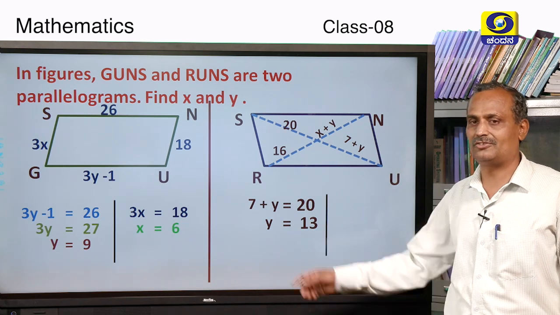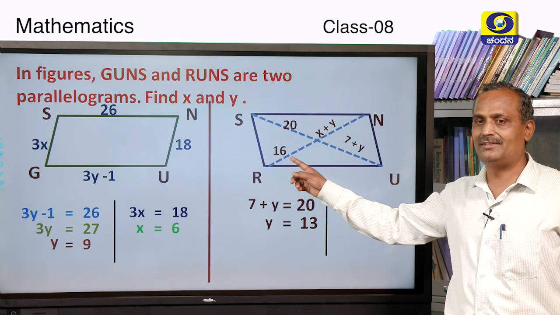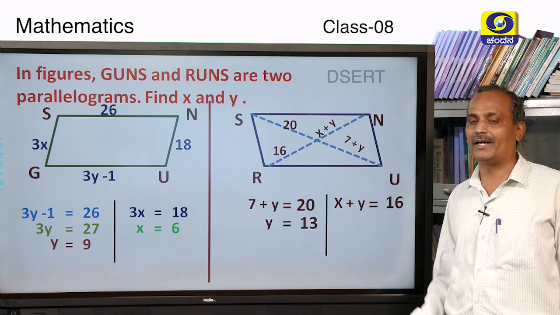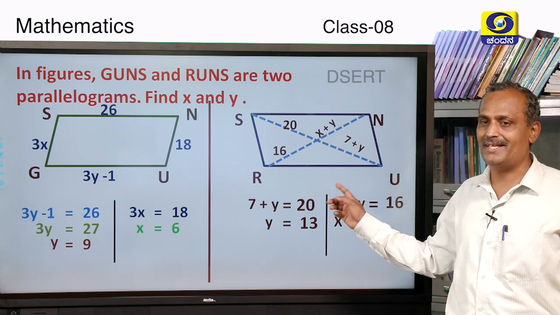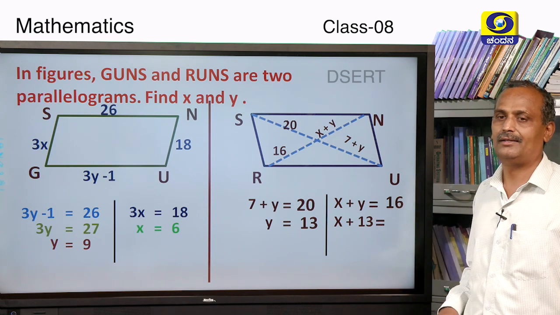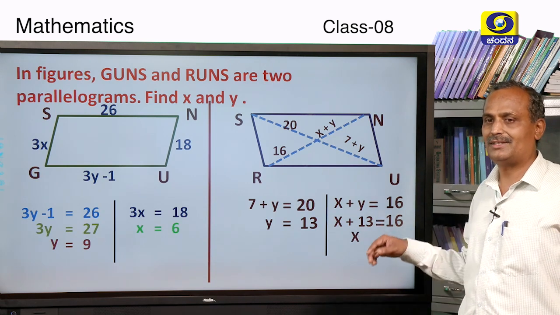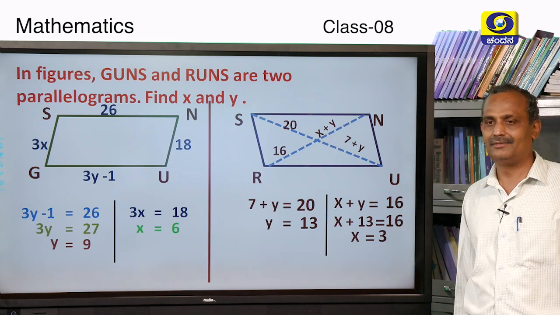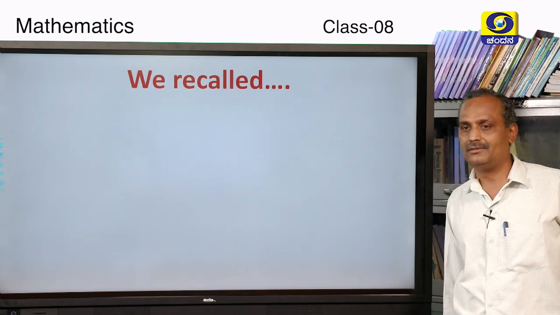So, similarly, let us take one more part here, 16 is equal to x plus y. So, we have found what is y here? Y is 13, let us substitute x plus 13 is equal to 16. So, let us transpose 13 to the right side. So, 16 minus 13 is 3. So, x is 3 units.